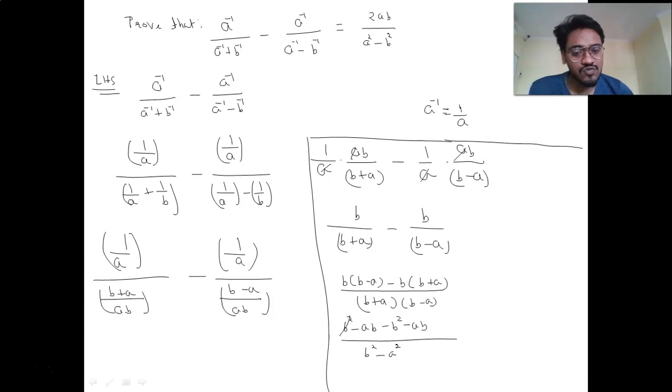Okay, B square minus B square gets cancelled out. So my result becomes what? My result becomes minus 2ab upon b square minus a square. Now just have a look at the right hand side. एक बार अपन right hand side को देखें. It's 2ab upon a square minus b square.